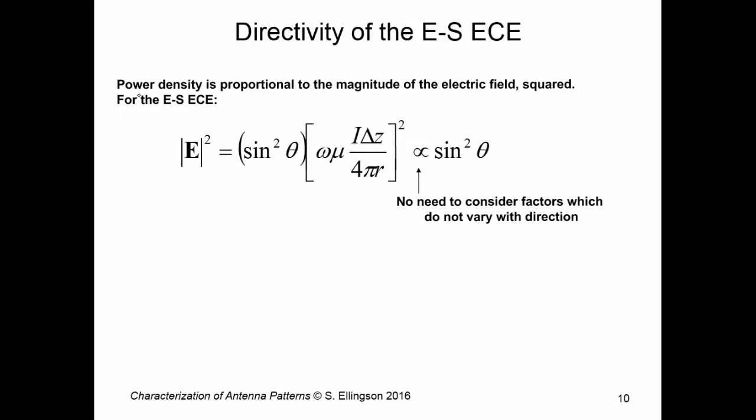So the directivity of the electrically short electric current element, well, let me show you how to get that. So here's the magnitude of the electric field squared. For the electrically short electric current element, it's this. We just square all the factors. And just note that the only thing here which varies with direction is that sine theta term. So we know that the magnitude of the electric field squared is proportional to sine squared theta.